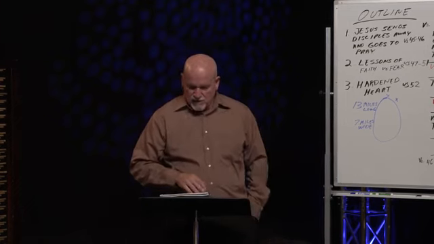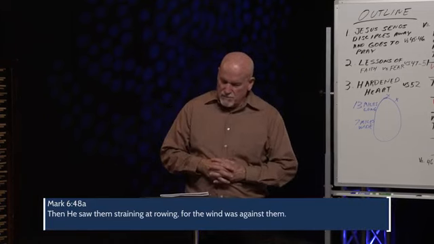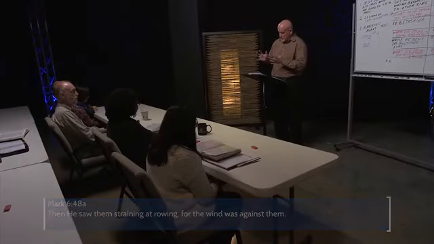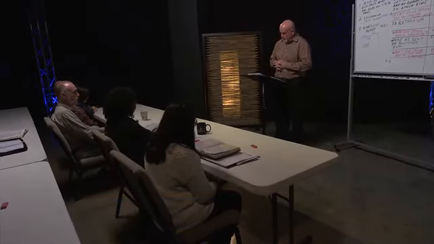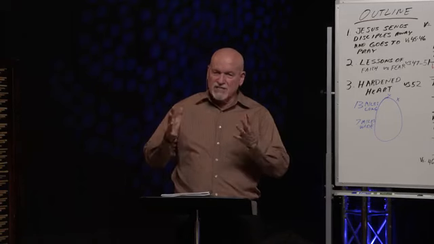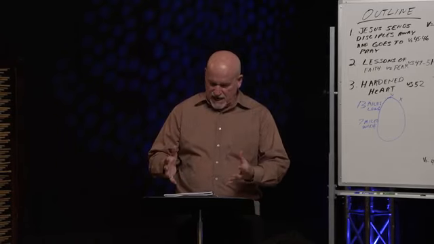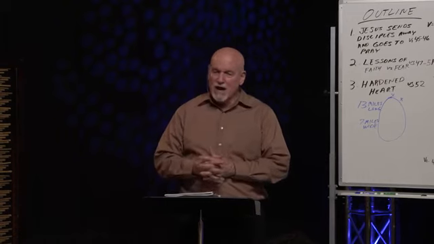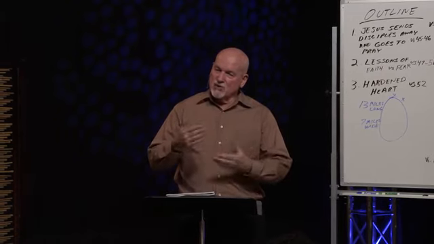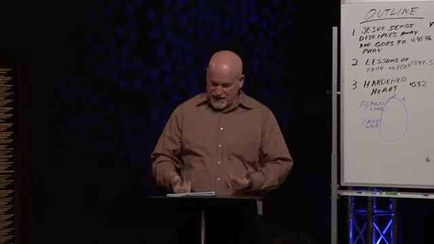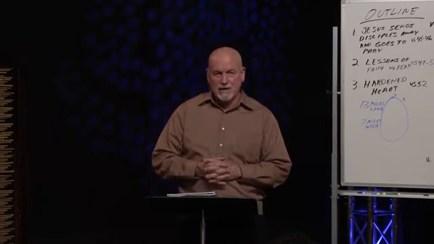All right, verse 48. Then he saw them straining at rowing, for the wind was against them. All right, so the first observation I'm going to make now from verse 48 is what was happening with the disciples. And what did Jesus see happening with the disciples? He saw them straining at rowing, all right? And so I could ask another question, well, what was happening? Why were they straining at rowing? Oh, well, the text says the wind was against them.